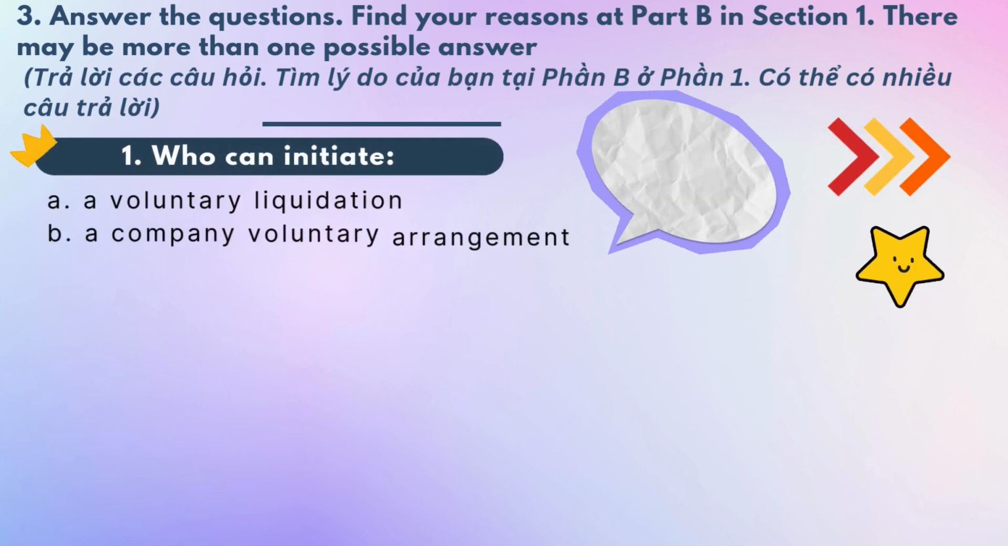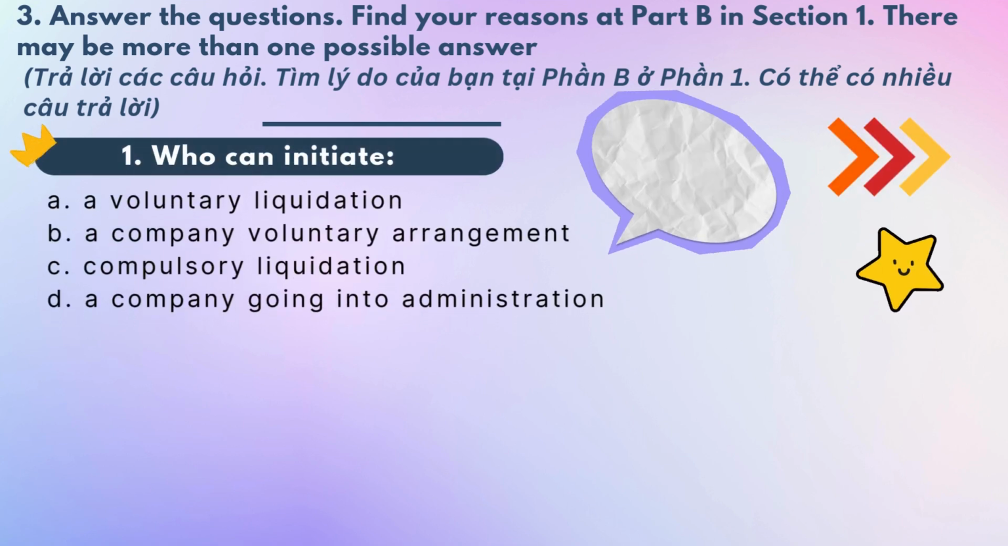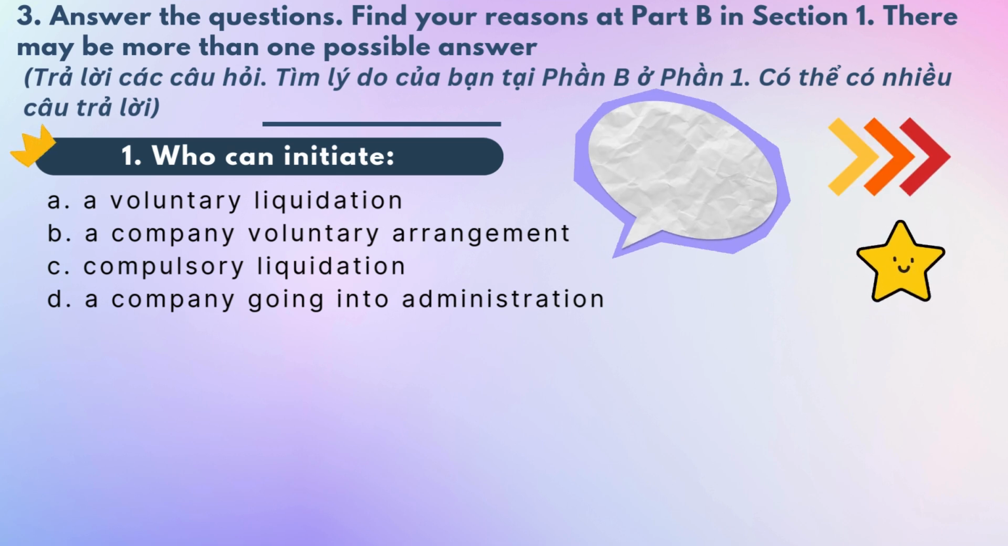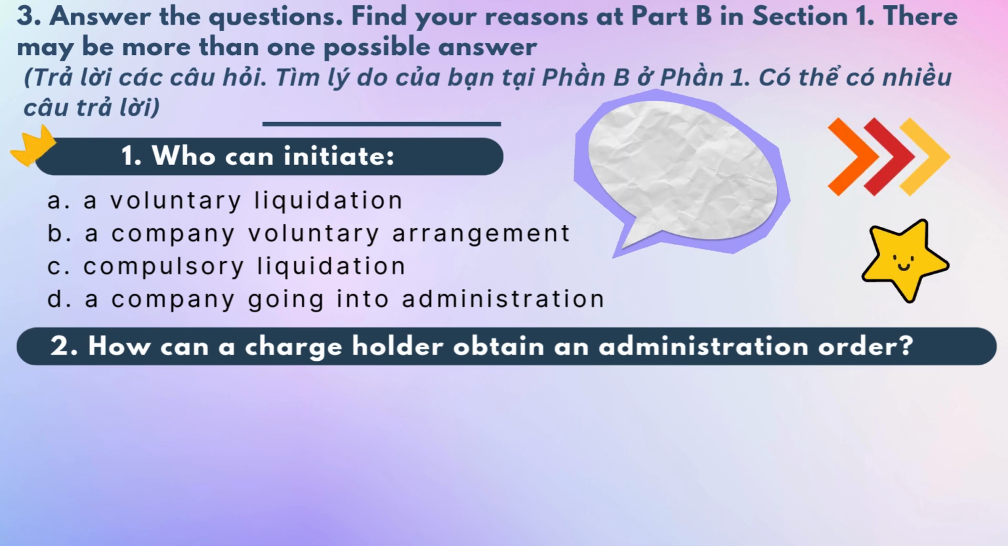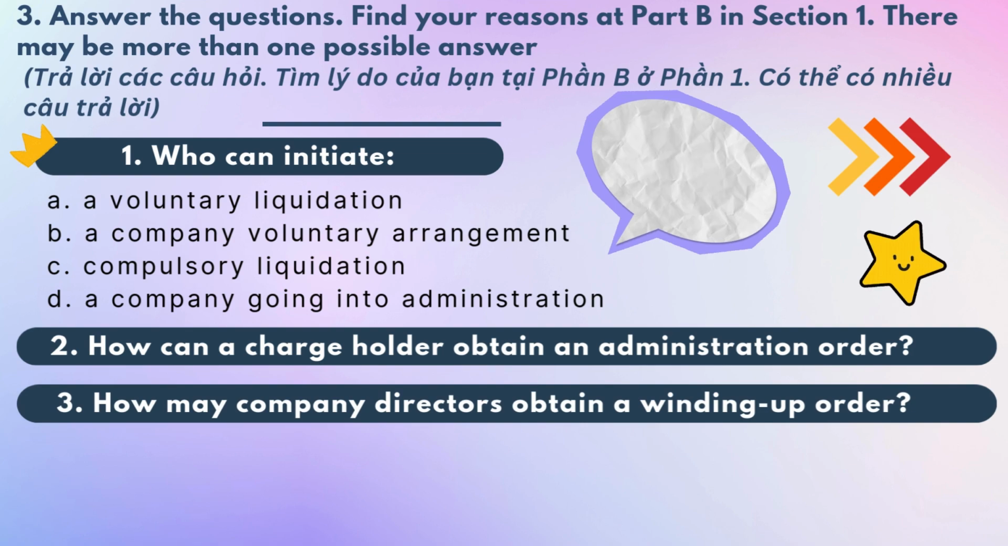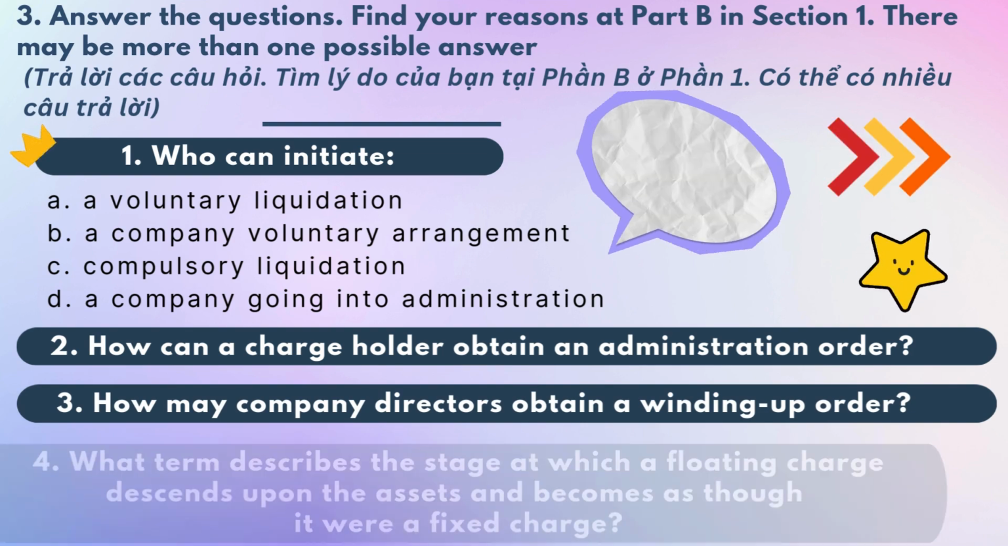1. Who can initiate? A. A voluntary liquidation. B. A company voluntary arrangement. C. Compulsory liquidation. D. A company going into administration. 2. How can a charge holder obtain an administration order? 3. How may company directors obtain a winding up order?